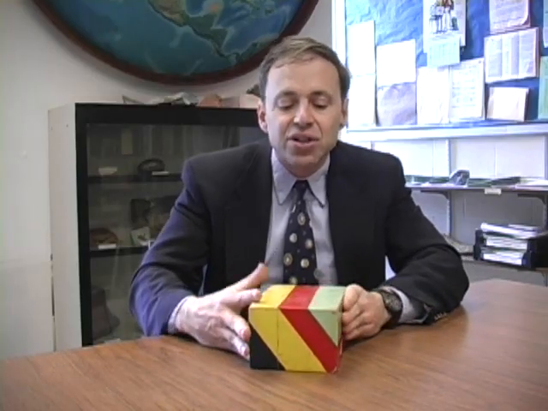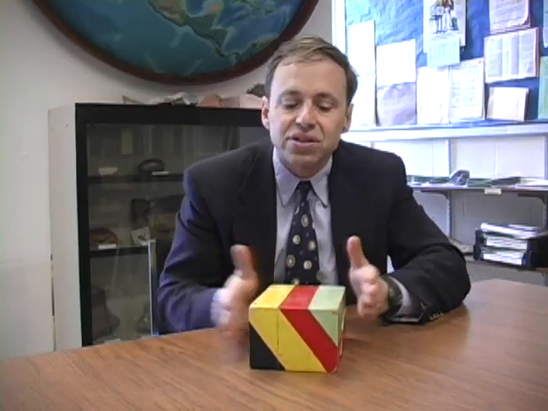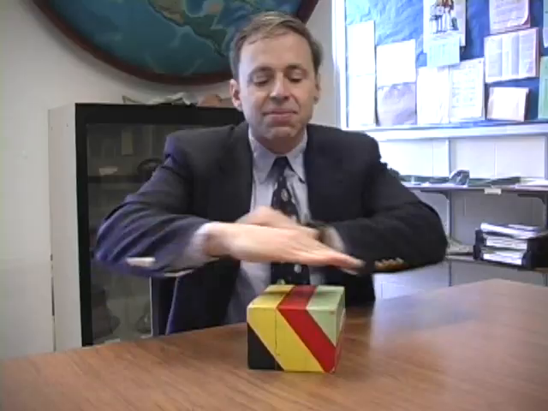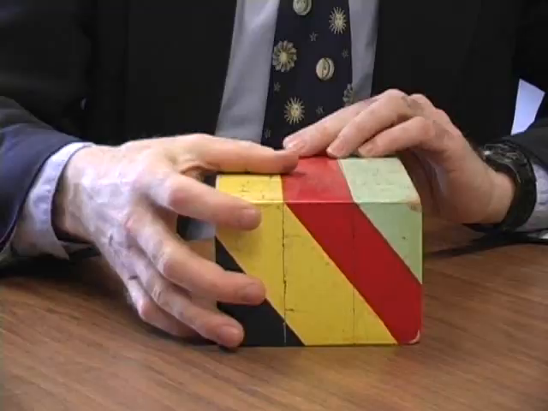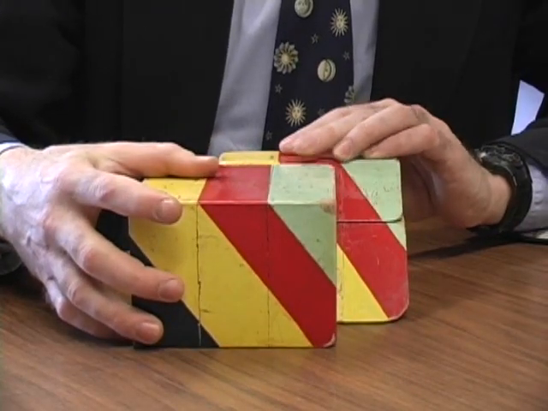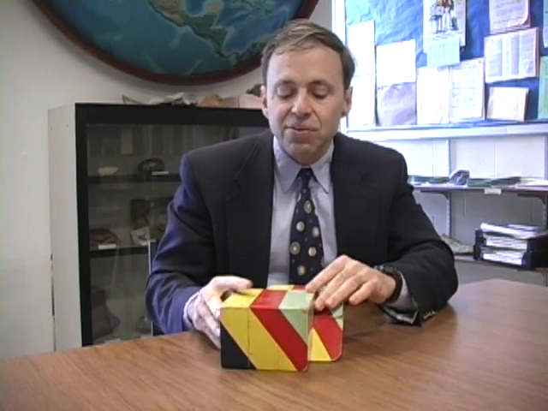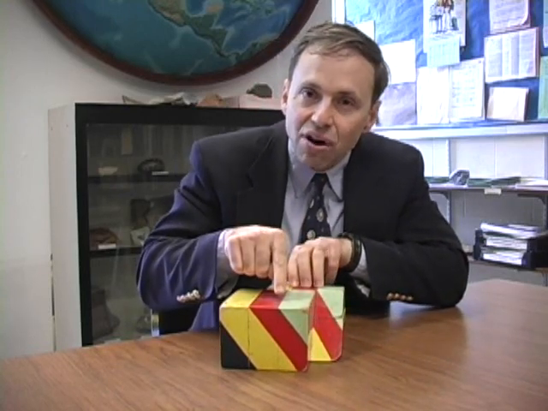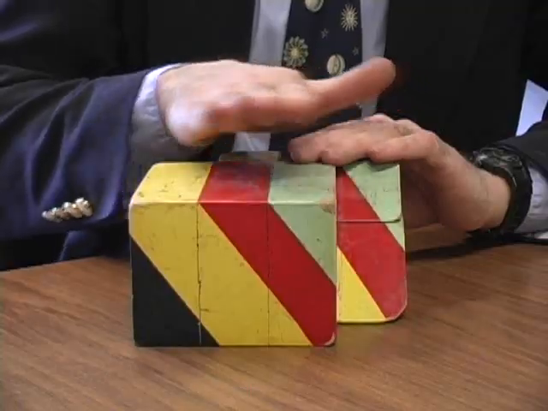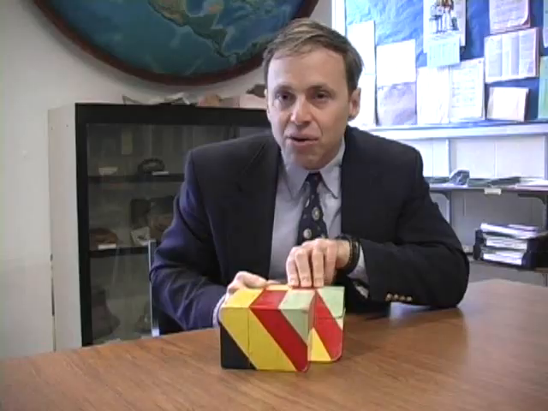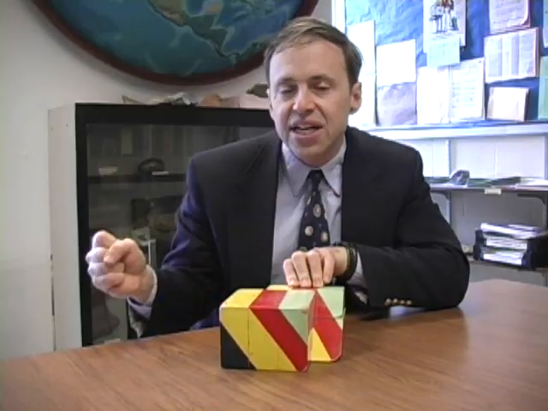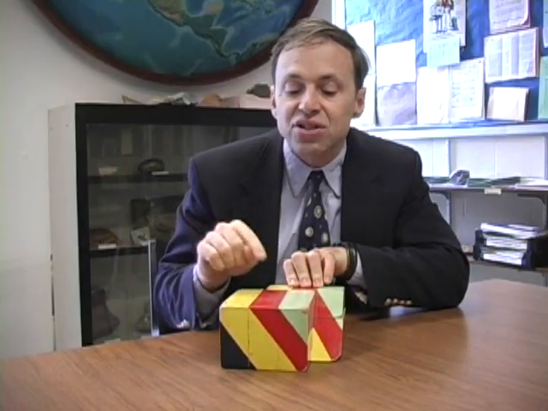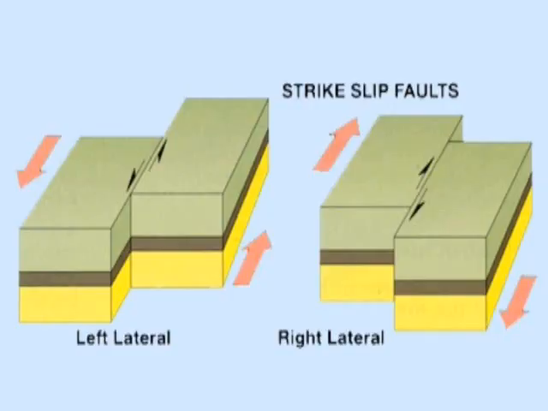Now the last type we can do then is strike-slip faults. And strike-slip faults basically are going to move things sideways. So we will take this and move it sideways. Now, the way that you characterize a strike-slip fault is to stand on one block and look across to the other block and decide which way did that block move relative to you. So in this case, it moved right. And so that is a right lateral strike-slip fault.